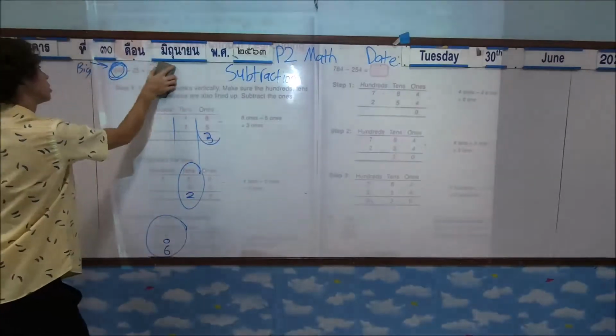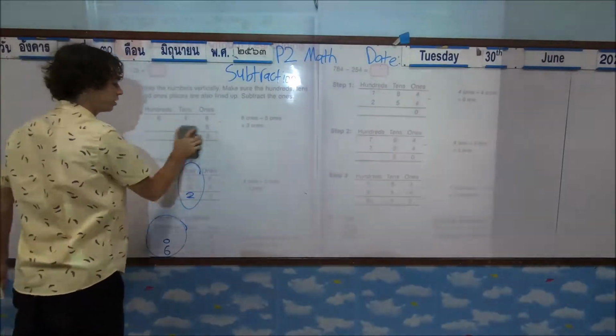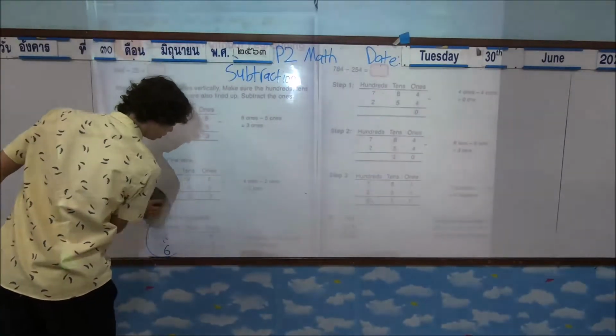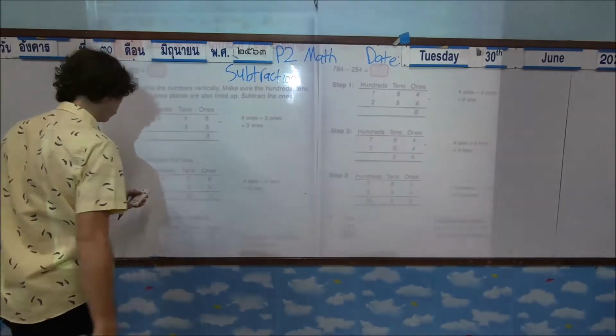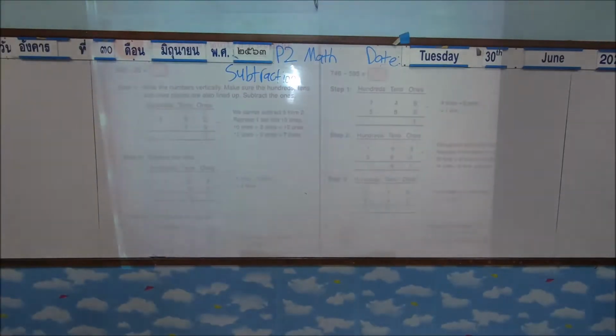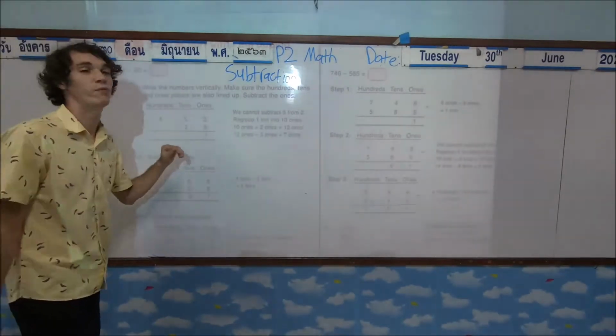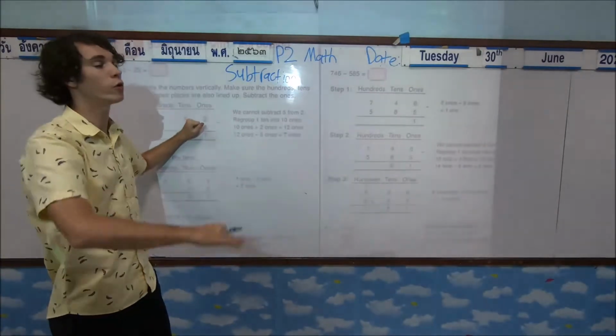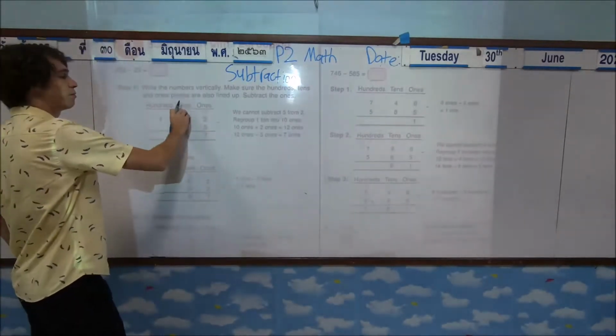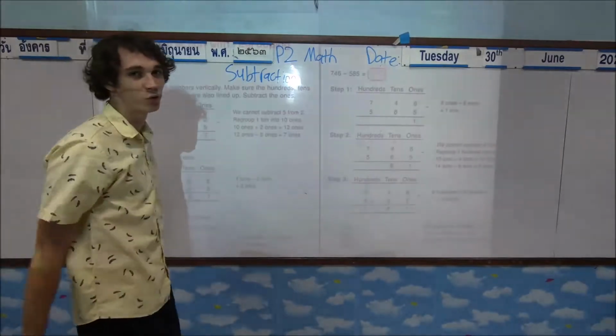Now, we will need to practice subtraction with regrouping. This is subtraction with regrouping. It means we will have to borrow. Take some from the tens, move it to the ones.